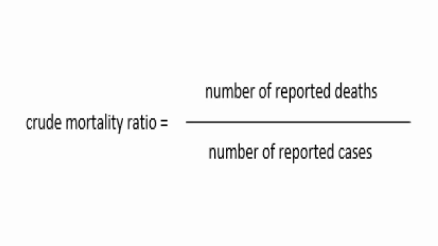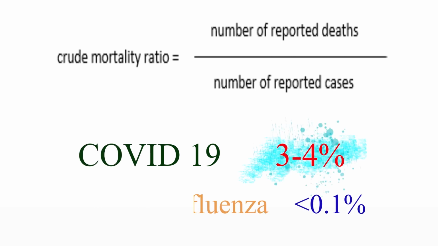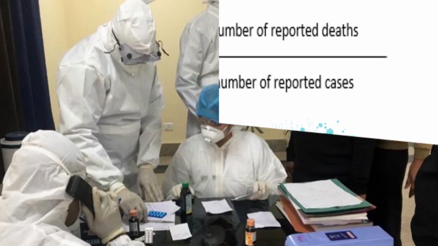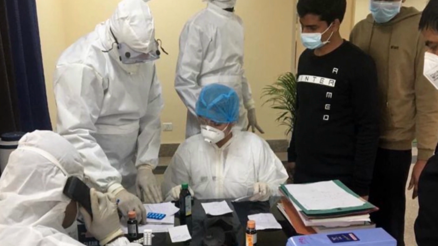The data we have so far indicate that the crude mortality ratio is between 3 to 4%. For seasonal influenza, mortality is usually well below 0.1%. However, mortality is to a large extent determined by access to and quality of health care.